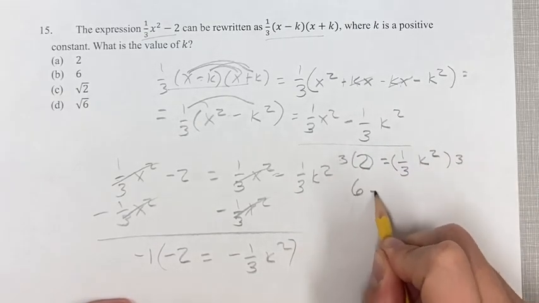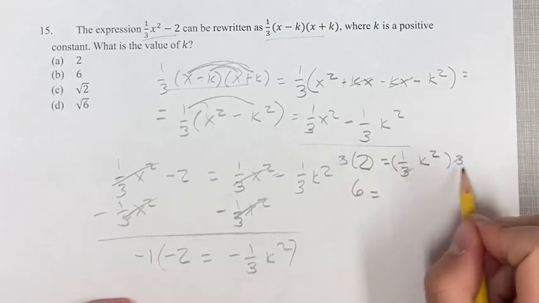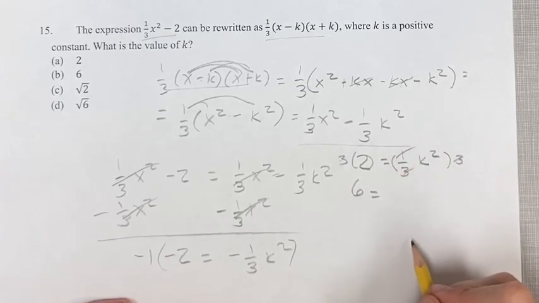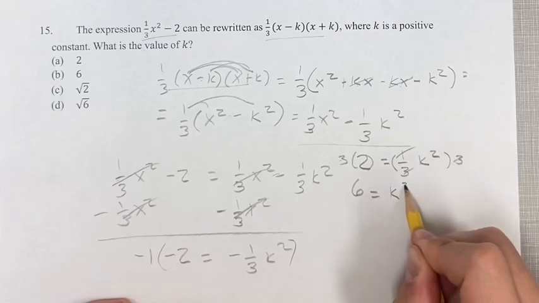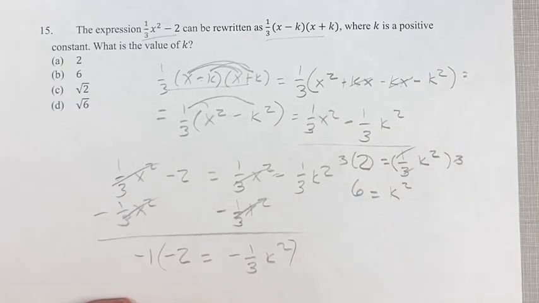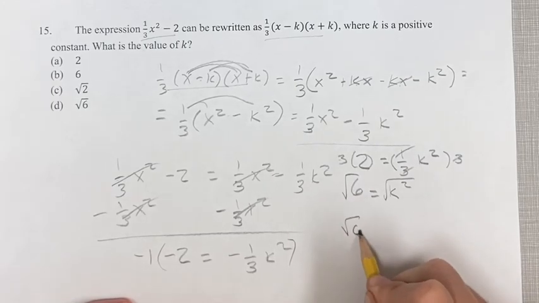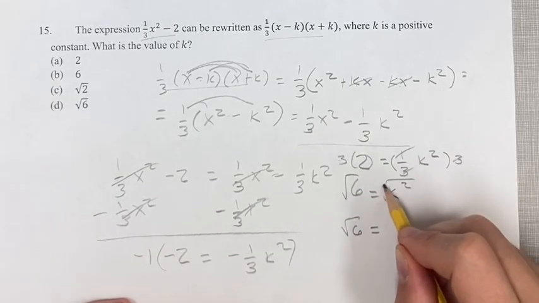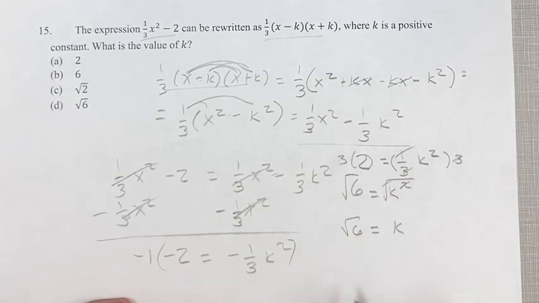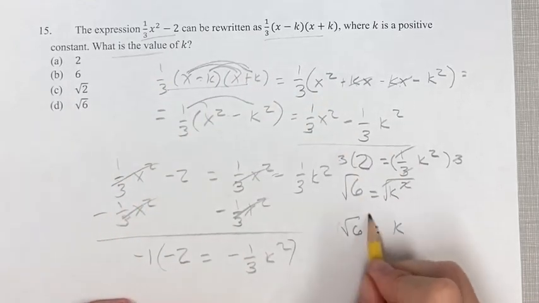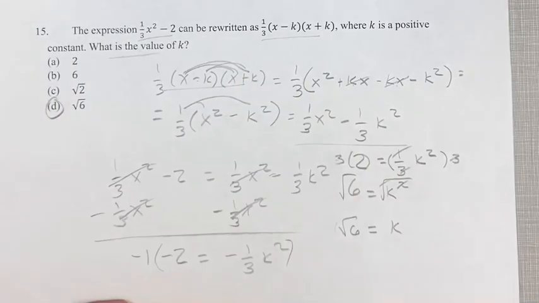3 times 2 is 6, is equal to, the 3's disappear, the 1 we can ignore because 1 times k squared is just k squared. We want to solve for k, so take the square root of both sides. We have the square root of 6 is equal to, and then the square root of k squared is just k. So what is the value of k? k is equal to the square root of 6, which means D is going to be your final answer.